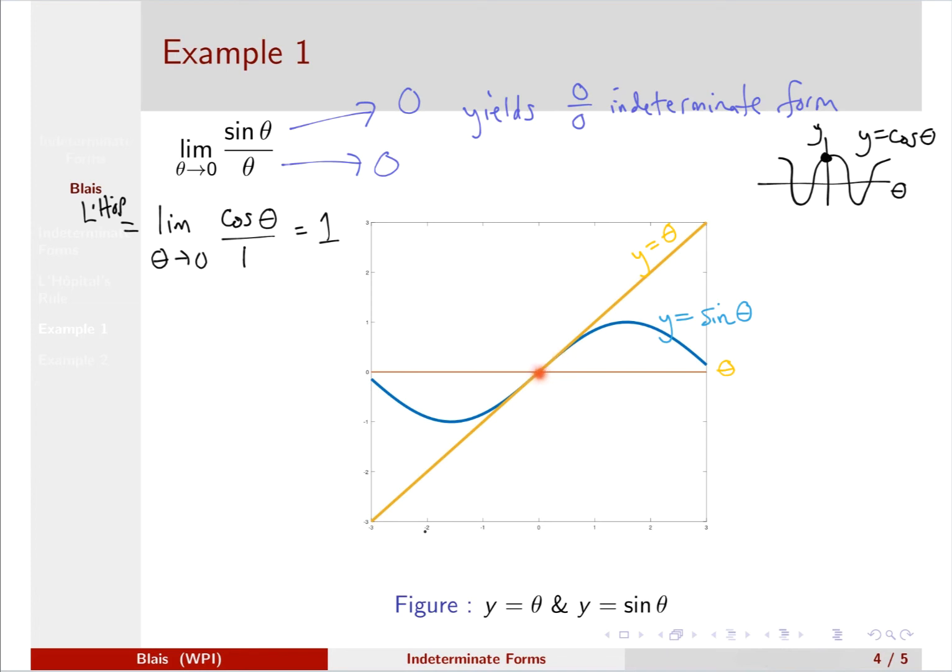at the origin. And the more and more you zoom in here, the harder and harder it will be to distinguish the sine curve from the y equals theta curve. And the idea is when you go all the way with theta being 0, they're the same. Hence the limit of their ratio is 1. So this is a handy way graphically to see why this works. But it's L'Hopital's rule that gets you there.